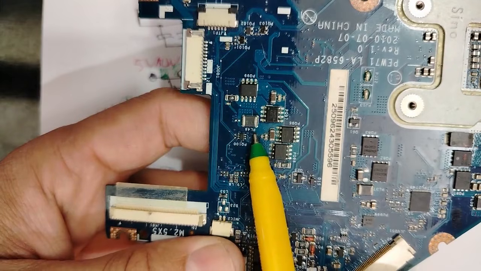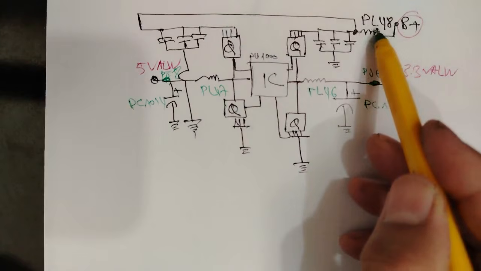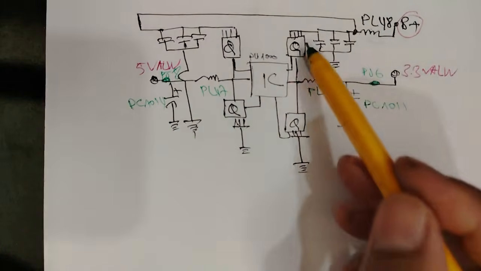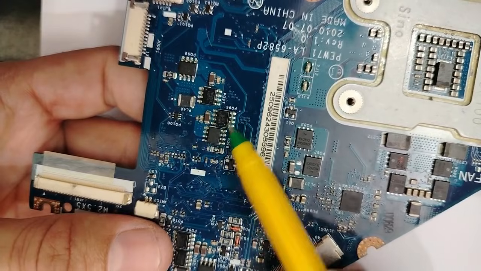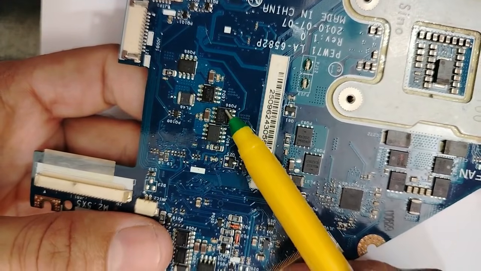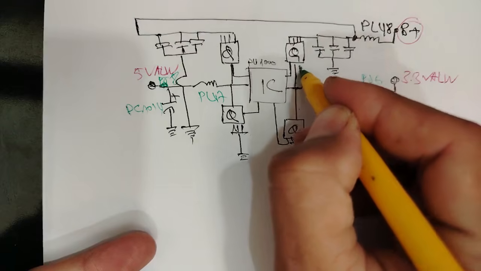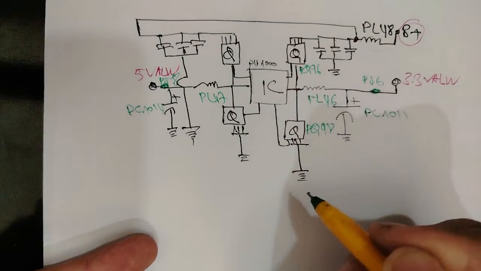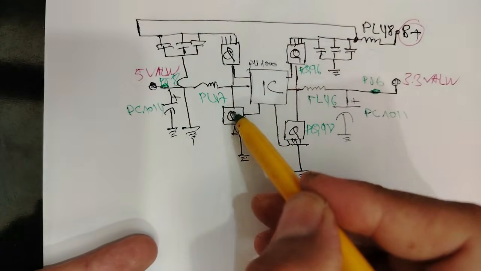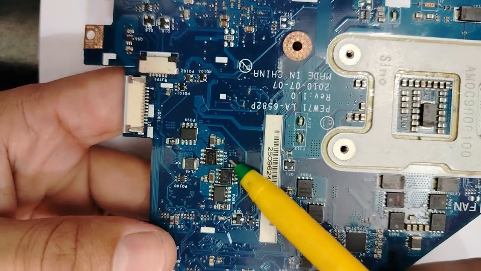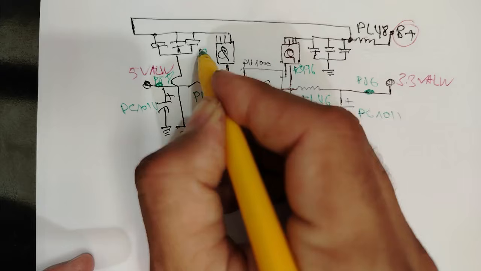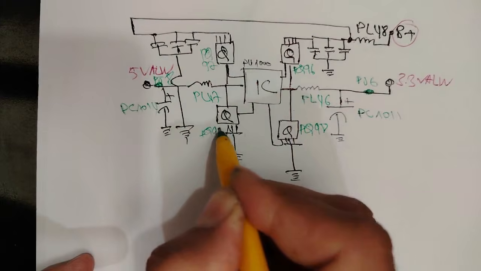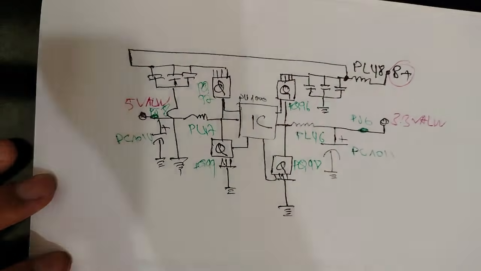So in the input we have PL48, which we have already done. Let's see these MOSFETs. For 3.3 volt we have BQ96 and BQ98. For 5 volts, BQ97 and BQ99. So do you see, guys?